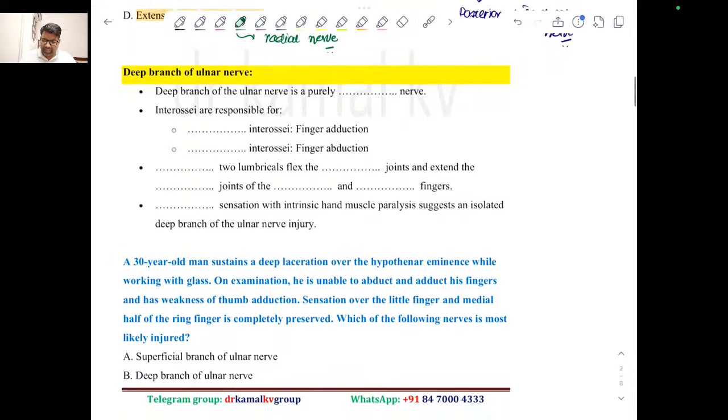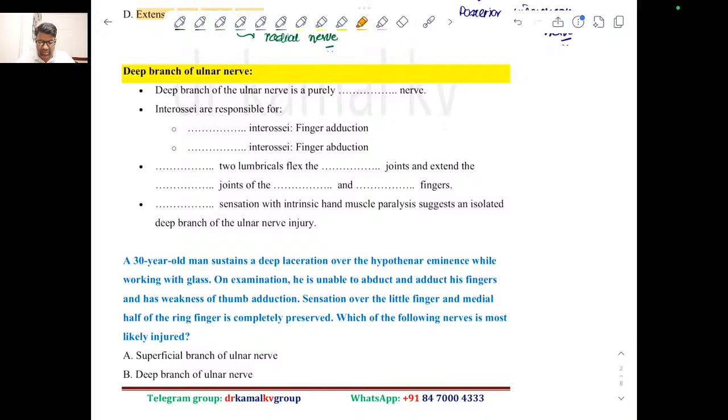Chalo, moving forward to the next topic which was asked recently, and this was about the deep branch of the ulnar nerve. A very important topic. Almost every year, every exam, you can expect one question from this topic. Now, just like the posterior interosseous nerve, the deep branch of the ulnar nerve is also a pure motor nerve. And when I say pure motor nerve, it means it is supplying only muscles. It is not giving any cutaneous sensory innervation, only muscles.